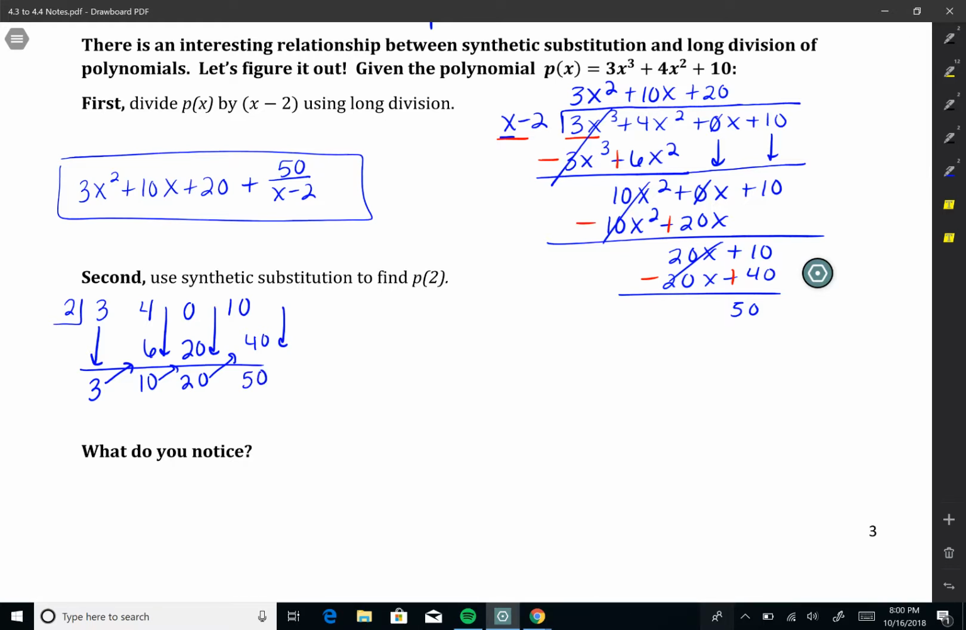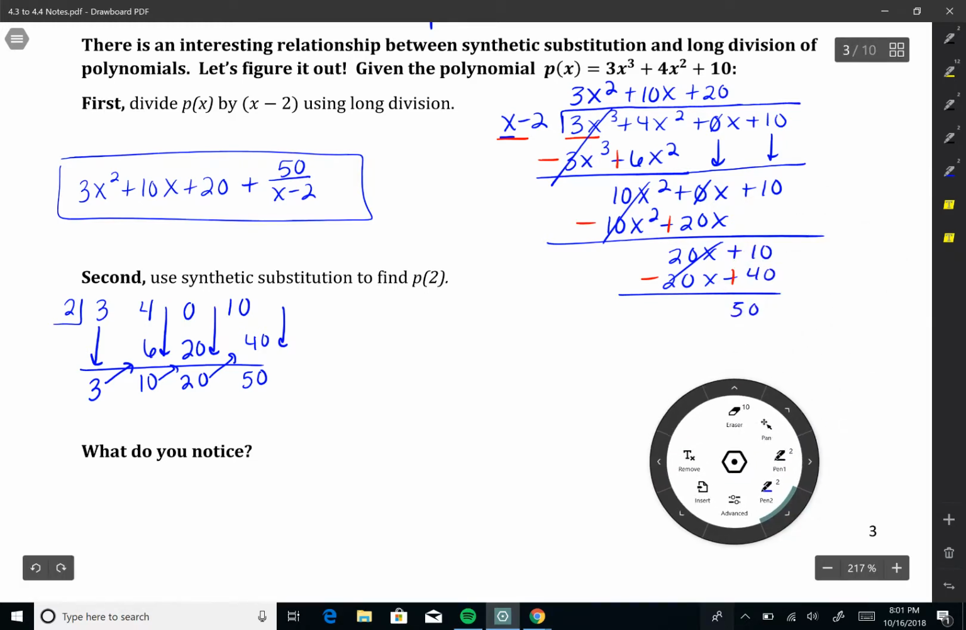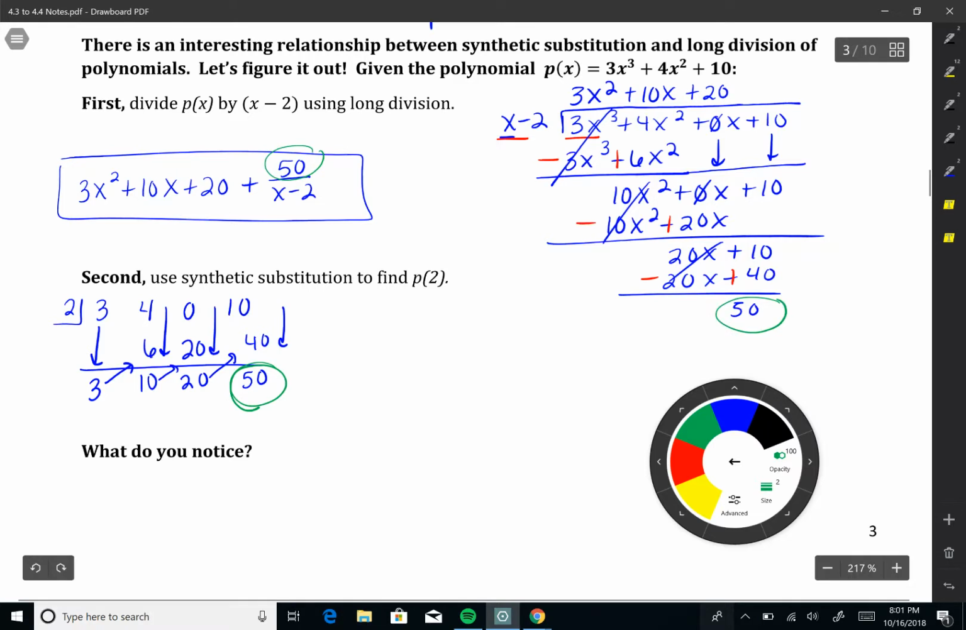What do you notice? Well, what we should notice here is some similarities. Do you notice that my last number from synthetic substitution is 50? And that happens to be my remainder of the long division. And then hopefully you can see a relationship between the other 3 numbers in my bottom row. Those are the coefficients of my quotient.